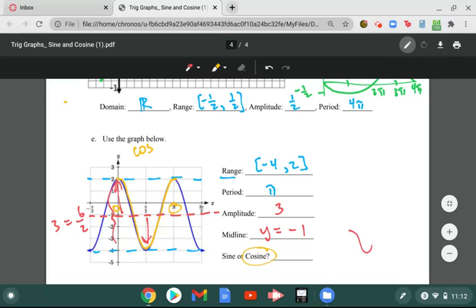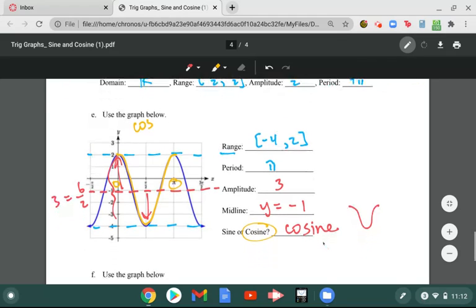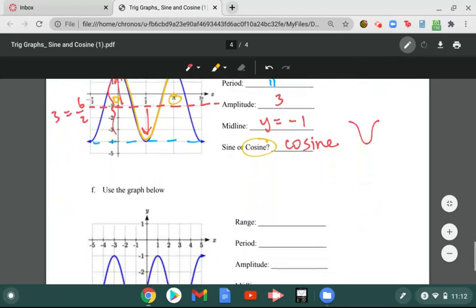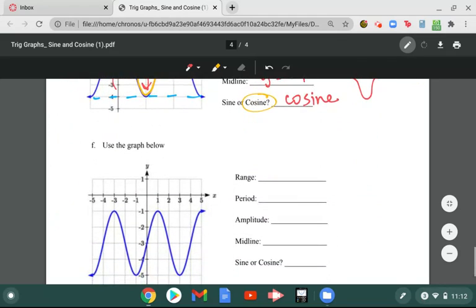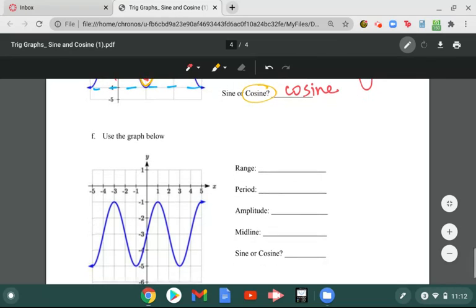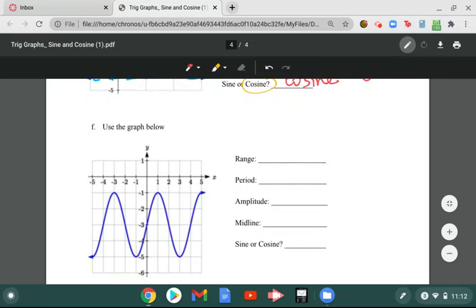And since this had the horseshoe shape for that first period, we say that this guy is cosine. Okay, so here is another one. So let's go ahead and start with the range. So the range is going to be the boundaries in the y direction. So this is bound by -5 and -1. So range is -5 to -1.